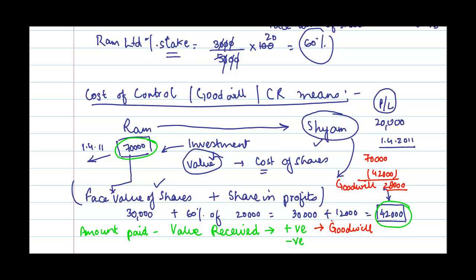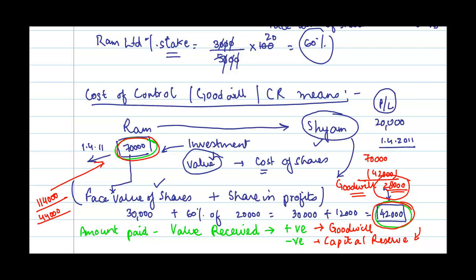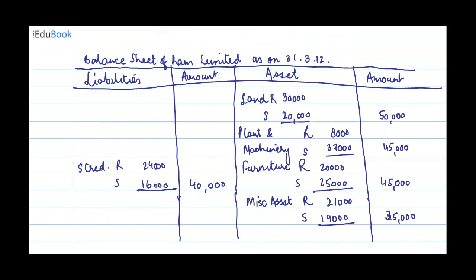Whereas had it been that instead of 42,000 I would have got a value of 114,000, then the difference between this and this, which was 44,000, would have been a capital reserve. We will see some examples on this capital reserve, but in this case I have paid 70,000 while I got only the value for 42,000. So the difference is a goodwill which I have paid, which is for 28,000. So these goodwills are basically reflected in the consolidated balance sheet on the asset side.